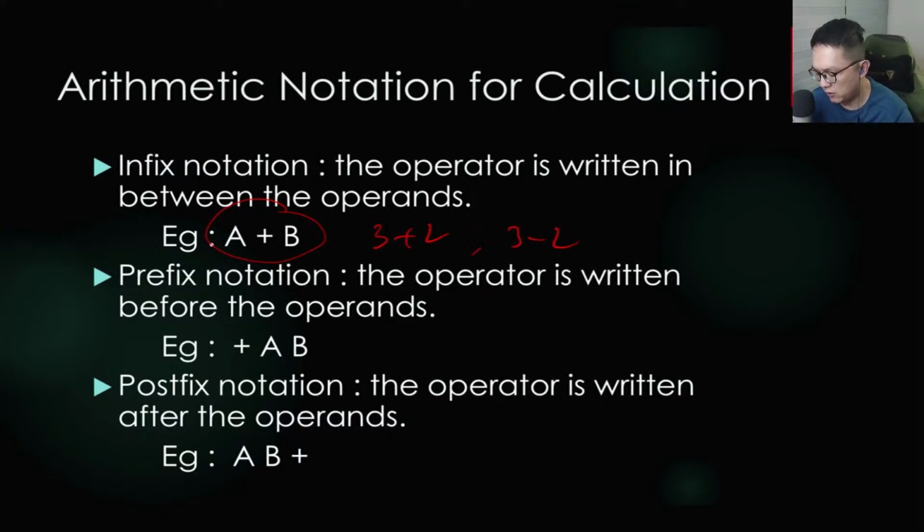Then there's prefix notation. You put the operator before the operands. Again, A and B are the operands, and plus, minus, times, divide are the operators here. There's also the postfix notation. You write the operator after the operands. So you write it as A, B, plus. When you say A, B, plus, this is saying a plus b.